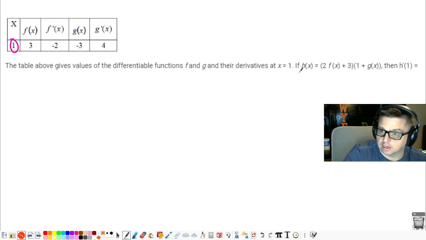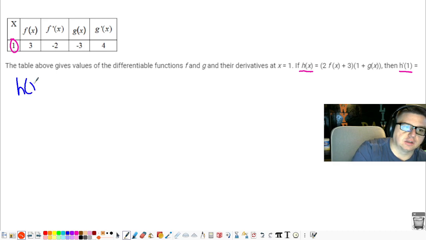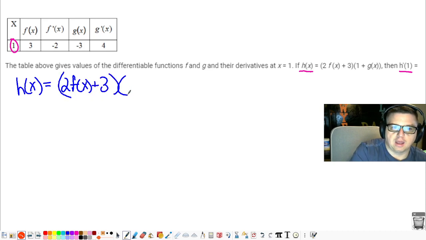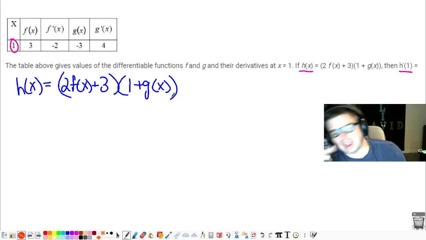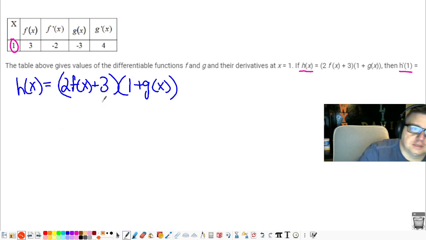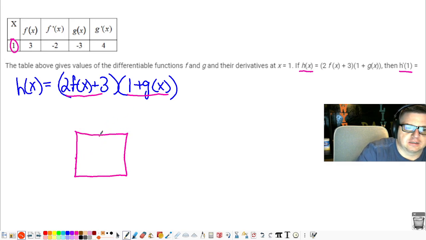What they're doing is they're going to give you h of x, and then they're going to expect you to find the derivative of h of x. So what we need to focus on is really what h of x actually is. And when we see this, we have 2f of x plus 3, and we have 1 plus g of x. Now, however you want to work through this is up to you. But before I would start anything, I would look at starting to draw a box. Because I want the easiest way to do this.